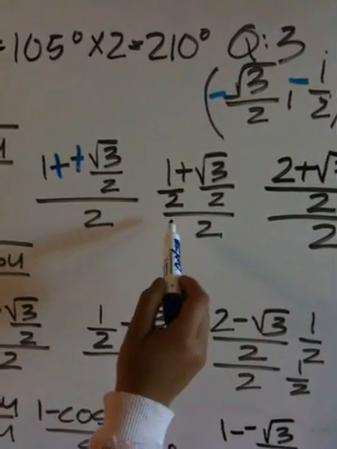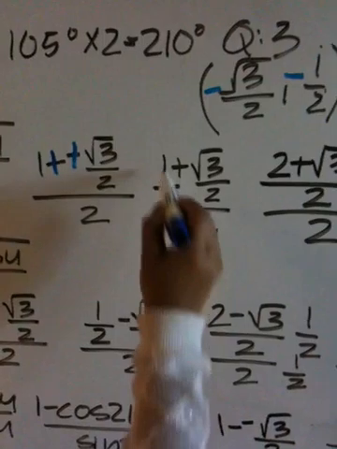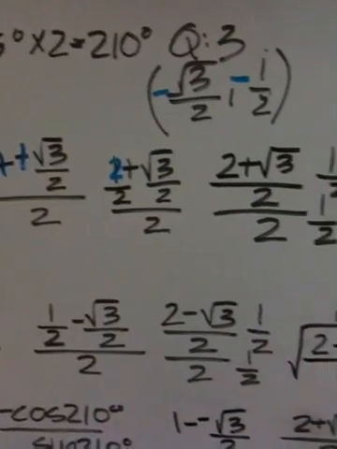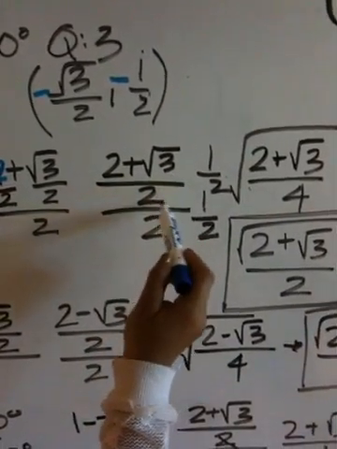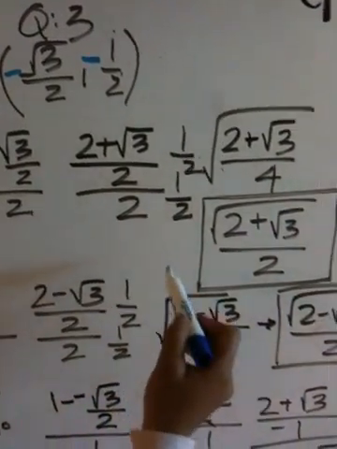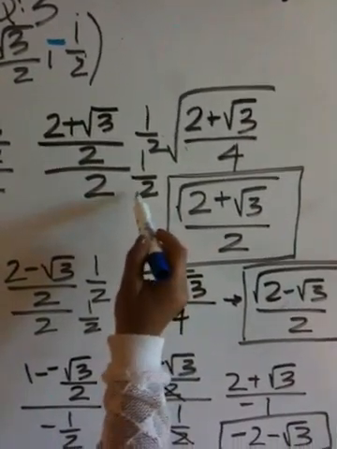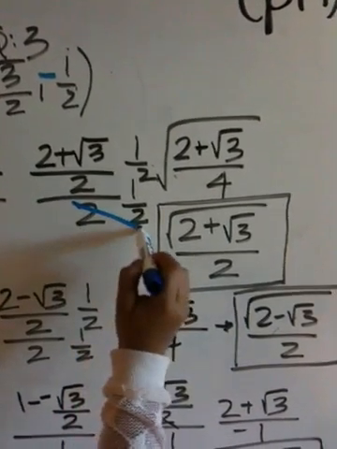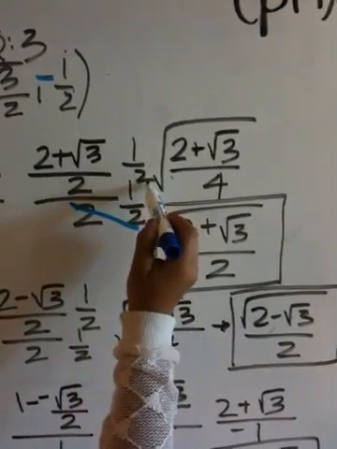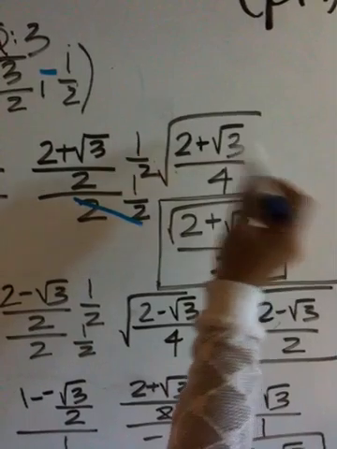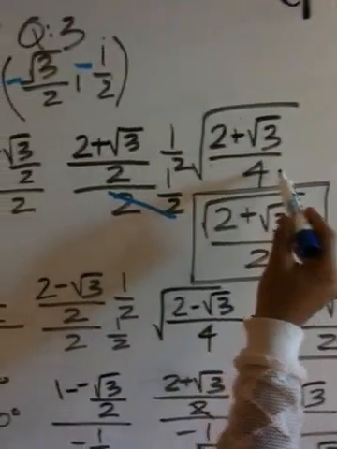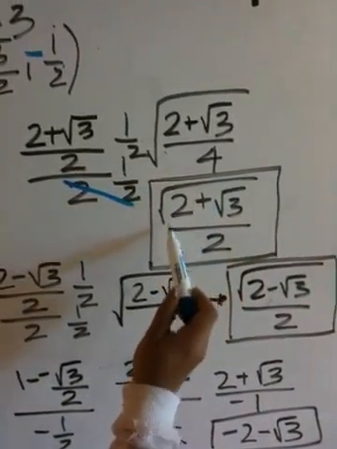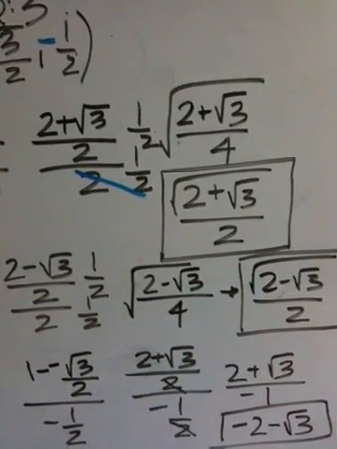And then to get a common denominator, we're going to multiply it by 2, so it's going to be 2 over 2. And then it becomes 2 plus radical 3 all over 2 again. And then we're going to multiply by its reciprocal to get rid of this, so that cancels out. And then these will multiply, so it's going to be radical 2 plus radical 3 all over 4. And then since we can simplify this, it's going to be radical 2 plus radical 3 all over 2.